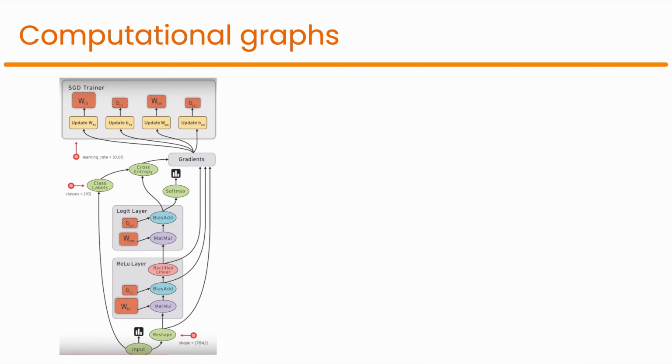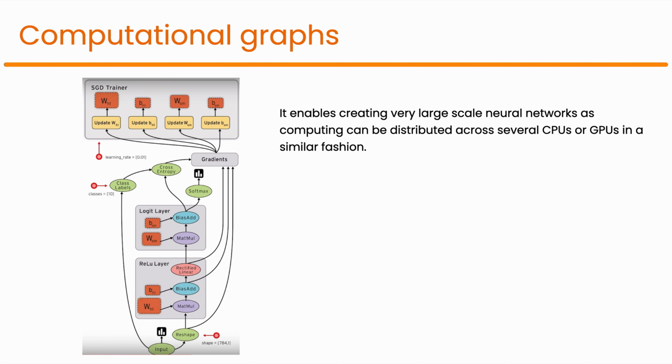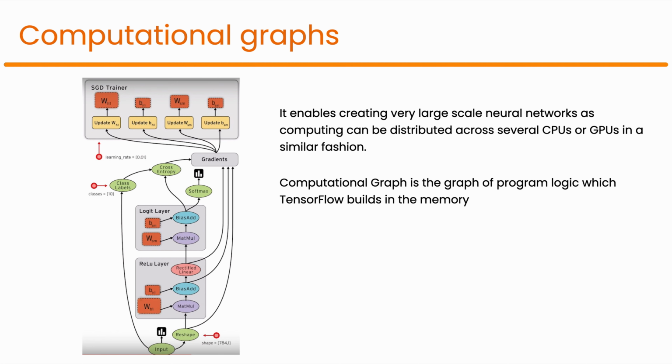Computational graphs. TensorFlow operations can be arranged into a graph which is termed as computational graph. It enables creating very large-scale neural networks as computing can be distributed over several CPUs and GPUs in a similar fashion. Computational graph is the graph of program logic which TensorFlow builds in the memory. It demonstrates how variables are defined and operations are performed on them to solve the desired function. The actual execution of the graph comes in steps that follow later.